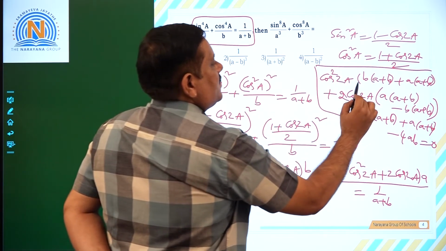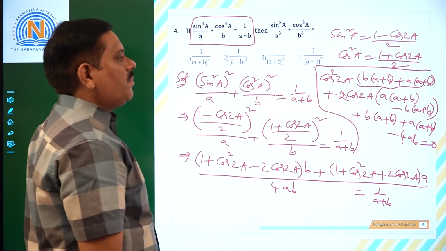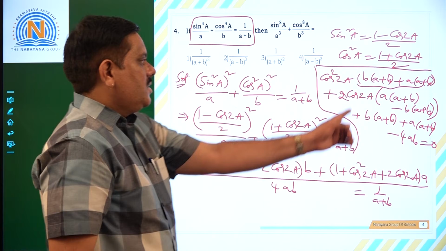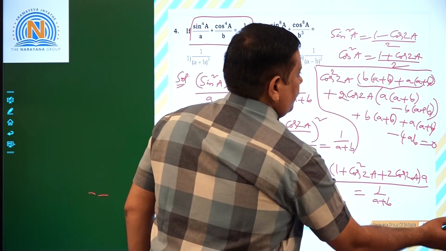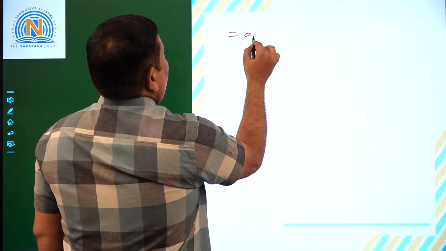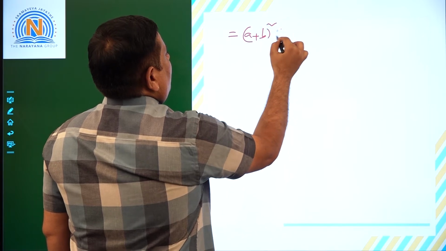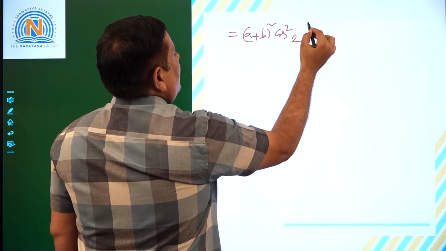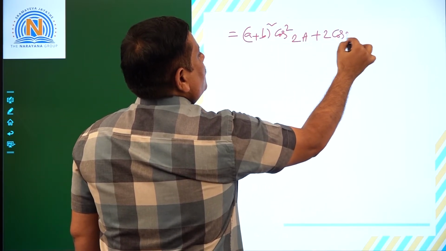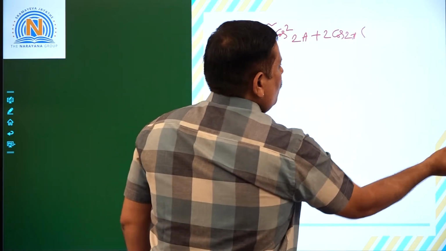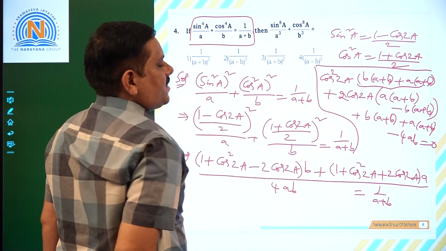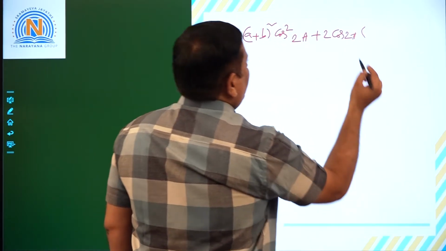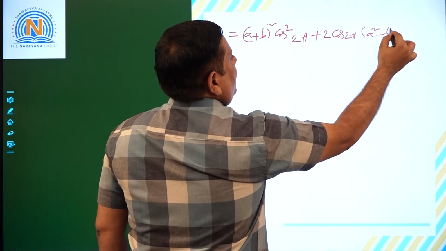Now if you look, this term is nothing but a plus b into a plus b whole square. So this is nothing but a plus b whole square times of cos square 2a. Let me write it. That is going to be a plus b whole square times of cos square 2a plus 2 cos 2a times of, what you have? 2 cos 2a times of a plus b times of a minus b. That is a square minus b square. So we can write it as a square minus b square.